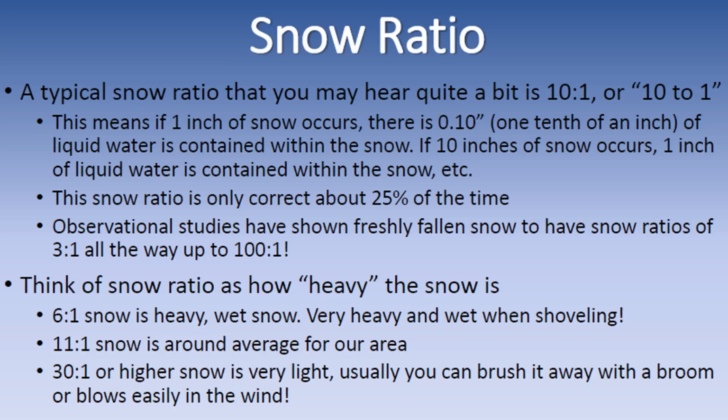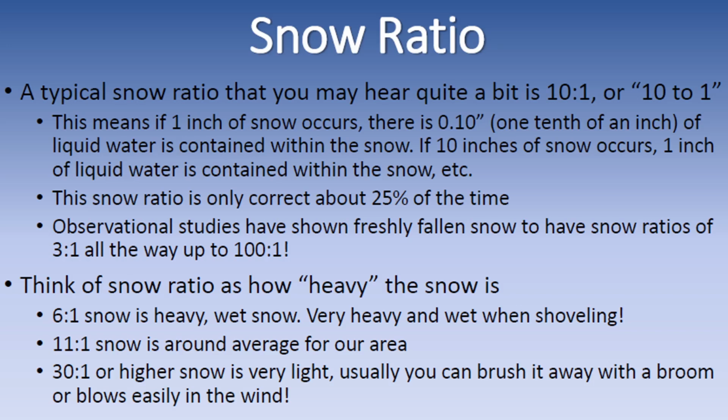Let's explain this a little bit. A typical snow ratio that we use quite a bit, because it's a very easy number to use, is about 10 to 1. That is pretty close to our typical snow ratio here in the mid-Atlantic. That means if you're going to see 1 inch of snow on the ground, there needs to be about 1/10 of an inch of liquid water contained in that snow. Think of it this way: in order to get an inch of snow, that would be equivalent to picking up about 1/10 of an inch of rainfall.